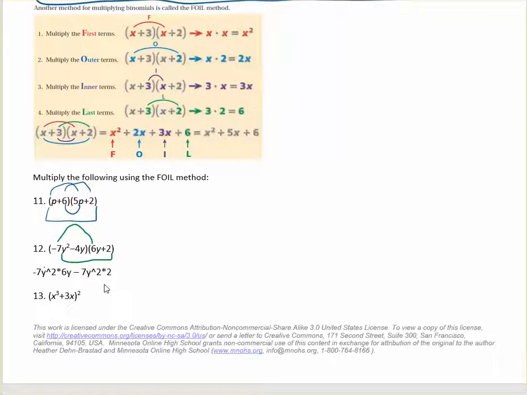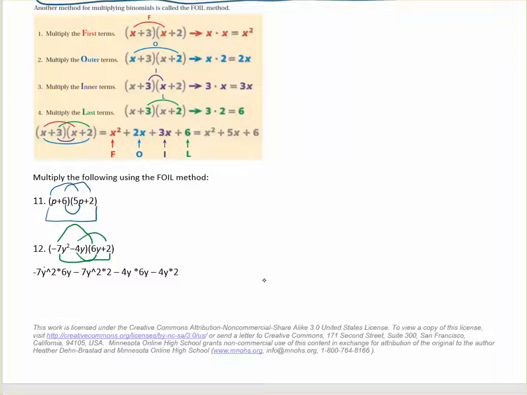Now I need the inner. The inner is those two that are right close to each other, right here. It's not letting me pick up the pen tool. There. Okay, so I have negative 4y times 6y. And then finally, I get to do my last term times my last term. So that's negative 4y times 2.